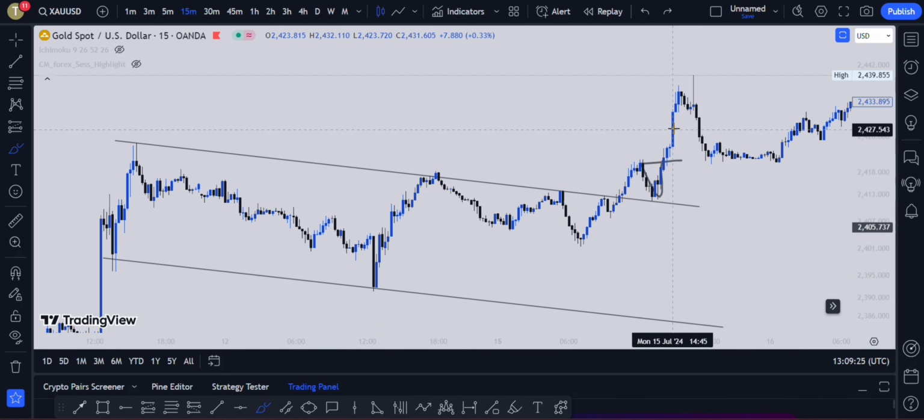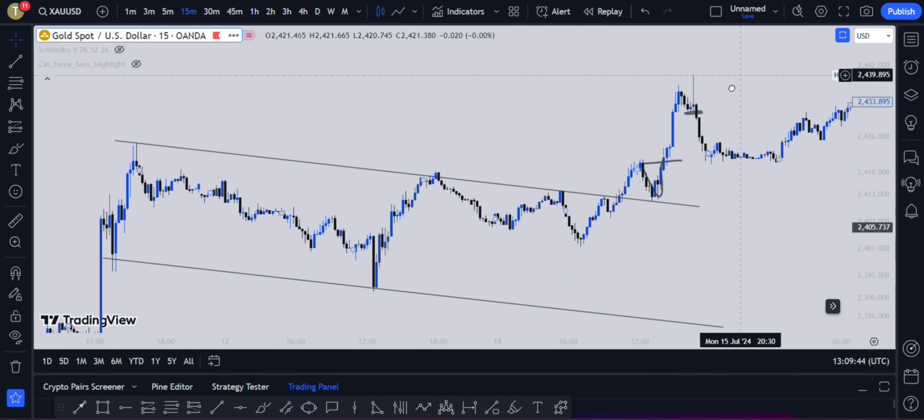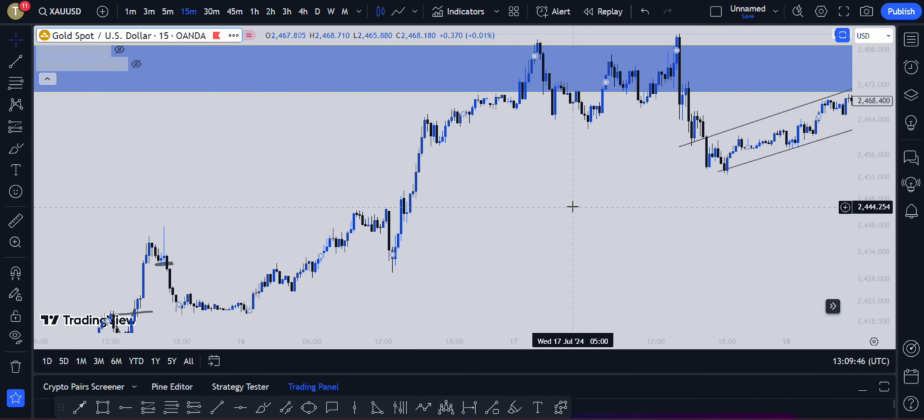Each time you want to step out, you wait for a candlestick to close below the previous low of the 15 minutes time frame here. Once this candlestick closes below here, we want to be jumping out. We're stepping out of the trade. Let's take another one and see.